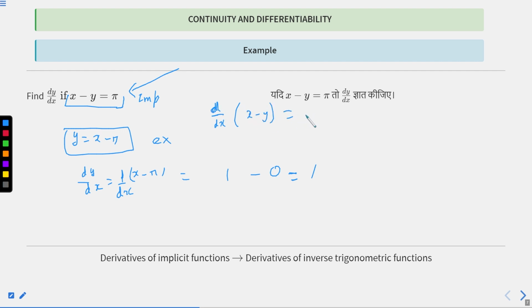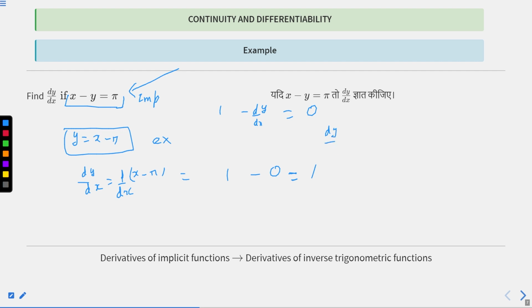Okay, so far so good. Now this is a constant term. There is no x term here, so the derivative will be 0. Now this can be rewritten as the derivative of x with respect to x plus the derivative of y with respect to x. Now this will be just 1, and this is dy over dx. That's it. Now this means your dy over dx is equal to 1.